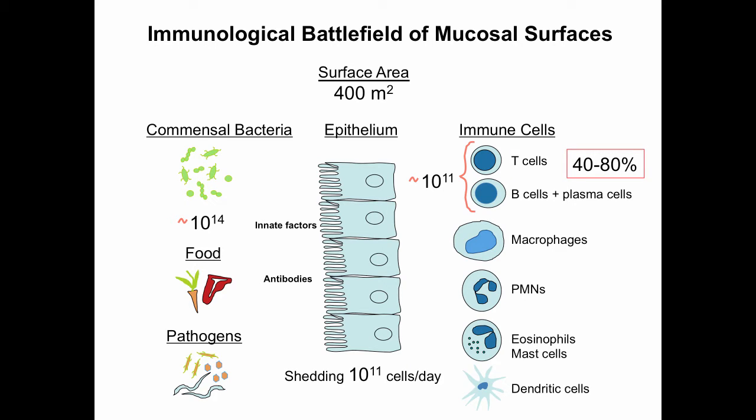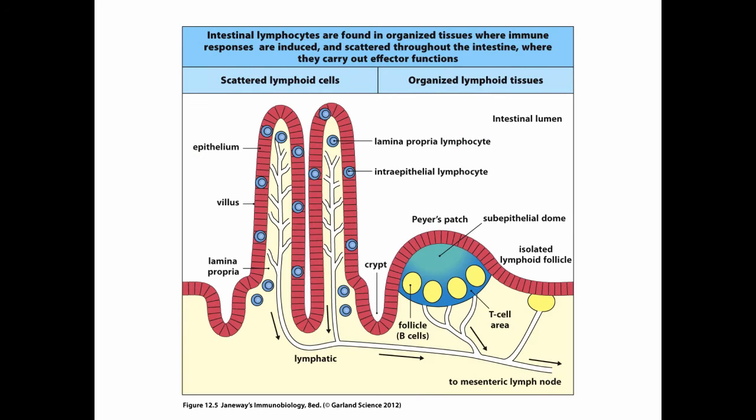Just to emphasize again, the GI tract is an incredibly rich area of immune cell activity, and some estimates are that approximately 40 to 60, or some estimates 80%, of all your total lymphocytes in your body reside in one way or another at these mucosal sites.